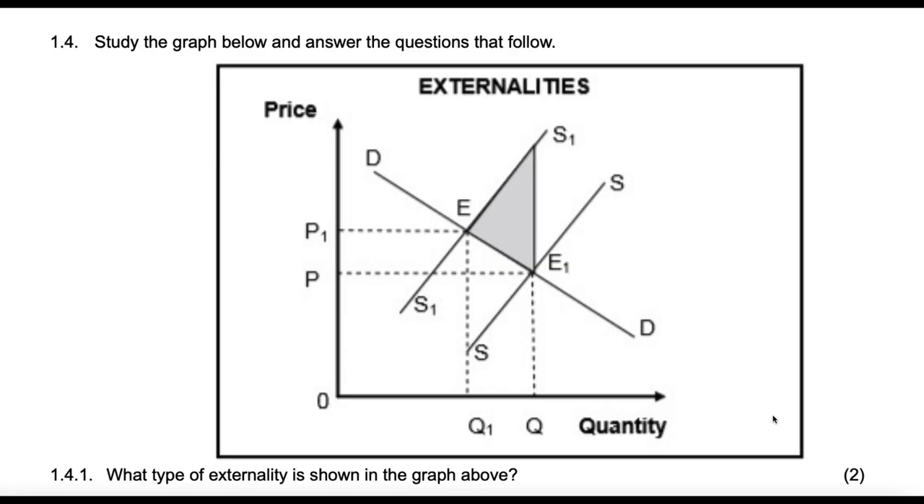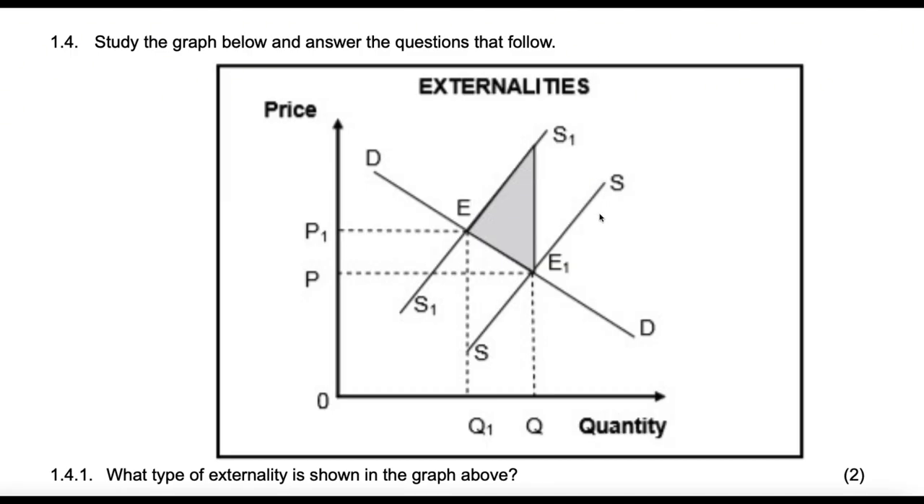In this particular case, let's analyze whether this graph represents a positive or negative externality, because there's just one distinction. One has two supply curves and one demand curve. The other has two demand curves and one supply curve. To give you a clue as to which is which, we need to know what the supply curve represents and what the demand curve represents. The demand curve represents the benefit, and the supply curve represents the cost.